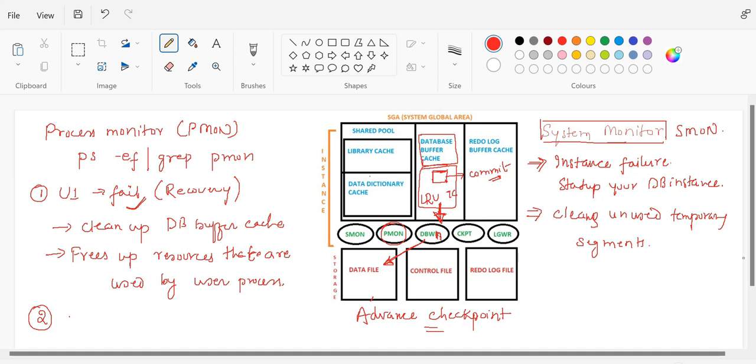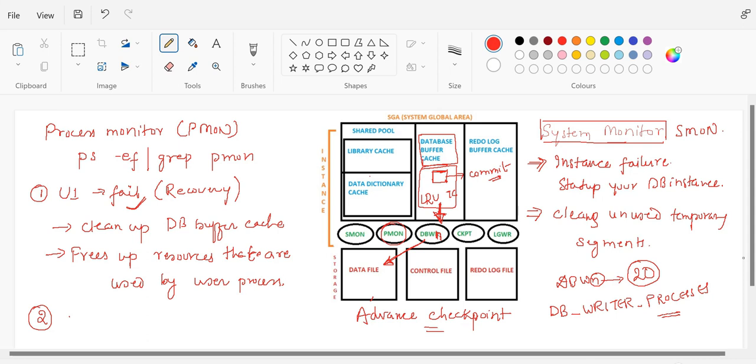And you can also ask, what does this DBWN mean? DBWN is the database writer, and N denotes the number of processes, and the maximum number of processes a database writer can be configured up to is 20. And you can also use the parameter db_writer_processes. With the help of this parameter, you can set the n number of background processes of DBWN.